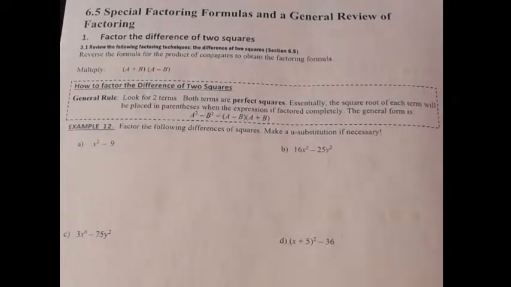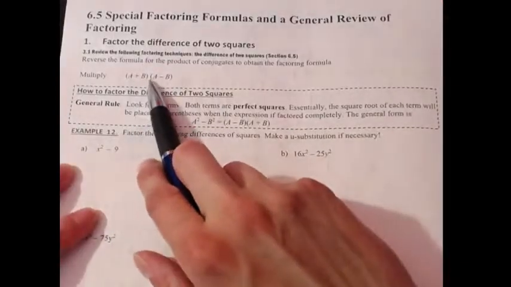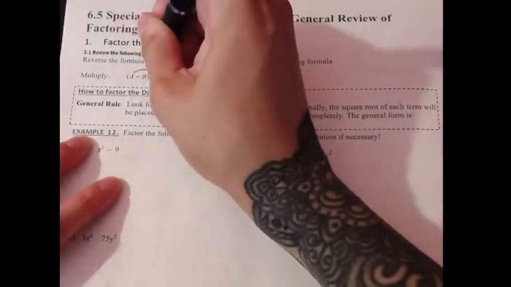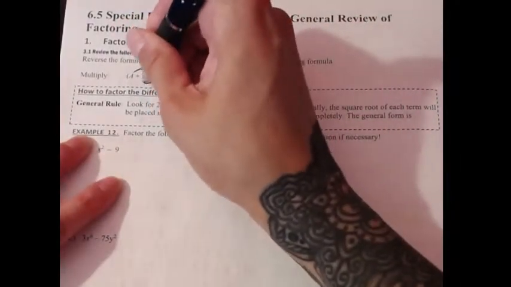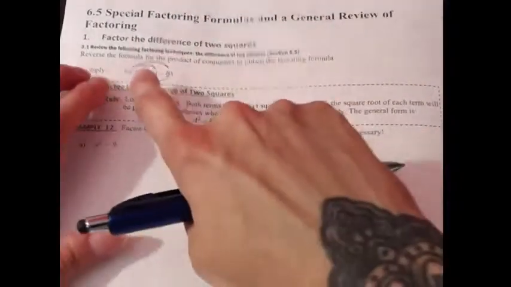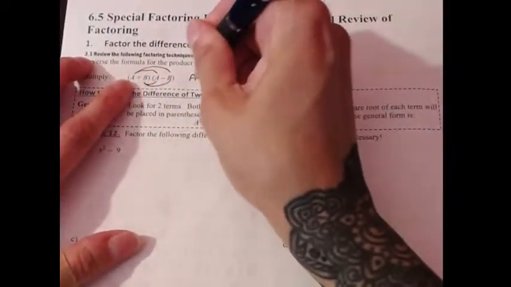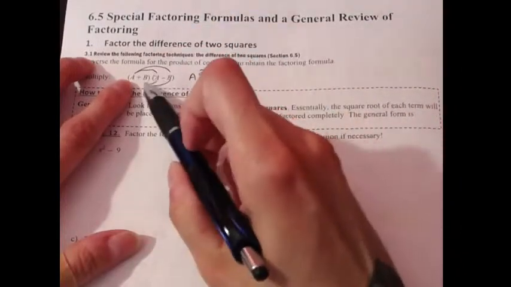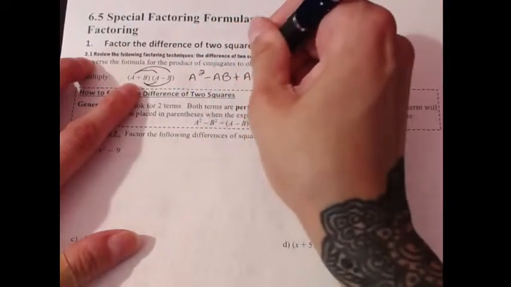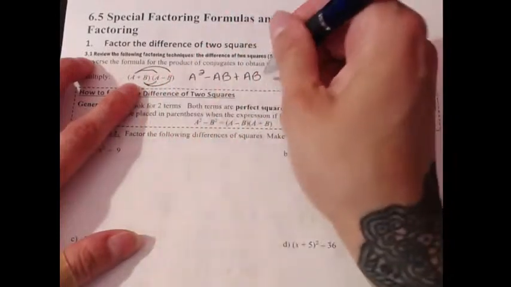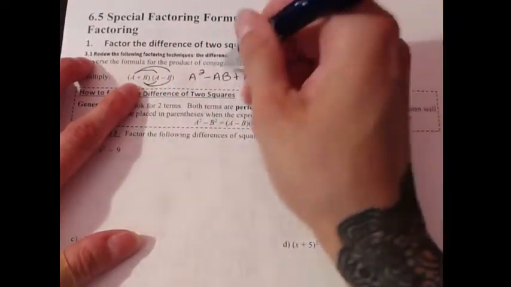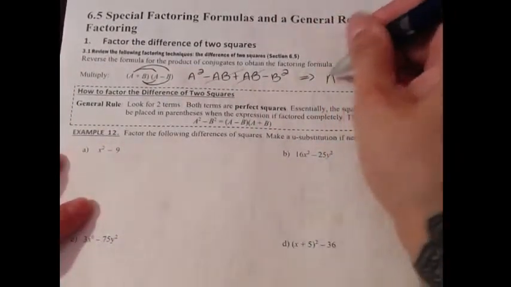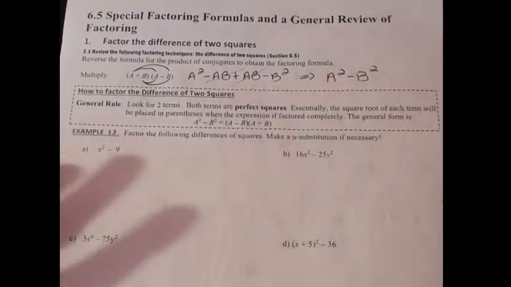So first off, as a reminder, we have a plus b times a minus b. I wanted you all to multiply this. So we're going to distribute the a, then distribute the b. We get a times a, which is a squared, a times negative b, which is negative ab, b times a, which is positive ab, and b times negative b, which is negative b squared. Notice that your inner terms completely cancel. So this leaves you with a squared minus b squared.